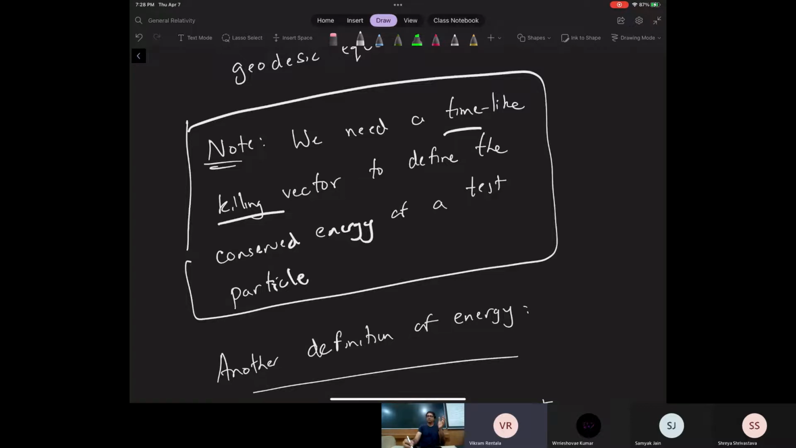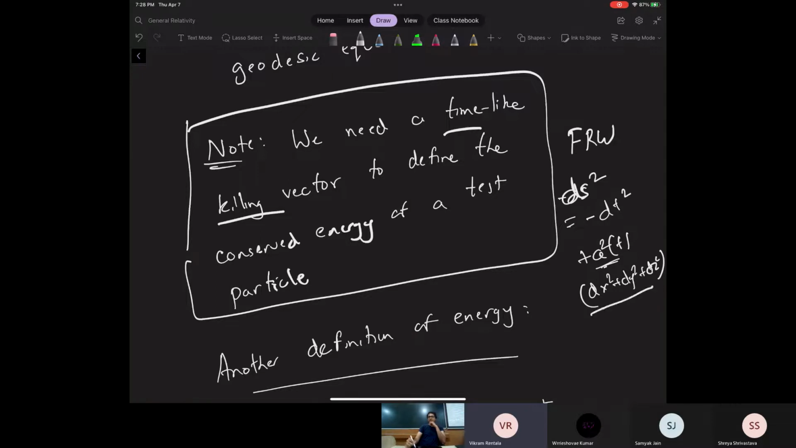But for example, I've given you this one FRW example where the metric has a time dependence. So ds² = -dt² + a²(t)(dx² + dy² + dz²). This describes an expanding universe. You can see that if a is increasing as a function of time, then the distance between two points, let's say x and x + dx, increases by a factor of a(t). So this can be thought of as a time-dependent background.